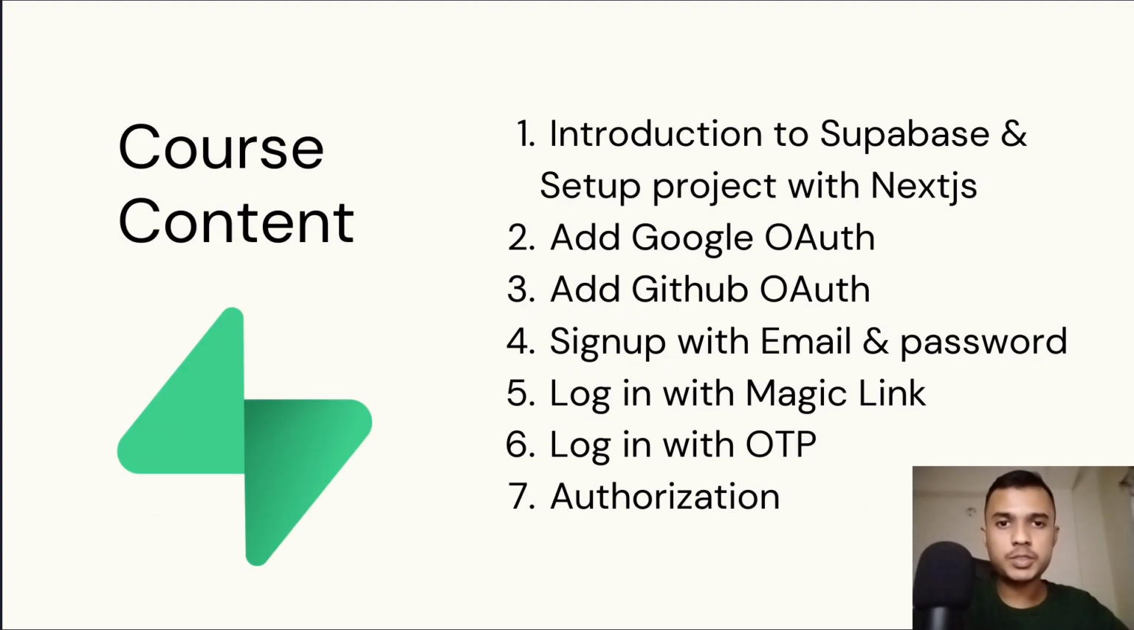So this video tutorial series will be divided into 7 tutorials. In this video, we have got an introduction to Supabase already. Now we will set up our Nextjs project with Supabase. In the next video, we will learn how to add Google OAuth, basically a way to log in with your Google account. In the next video, we will do the same thing but for GitHub. After that, we will learn how to do authentication with email and password. We will also learn about passwordless authentication like Magic Link and OTP. And in the final video, we will learn about authorization, basically a way to protect our pages and API routes. So I'll be covering a lot of stuff in this tutorial series.